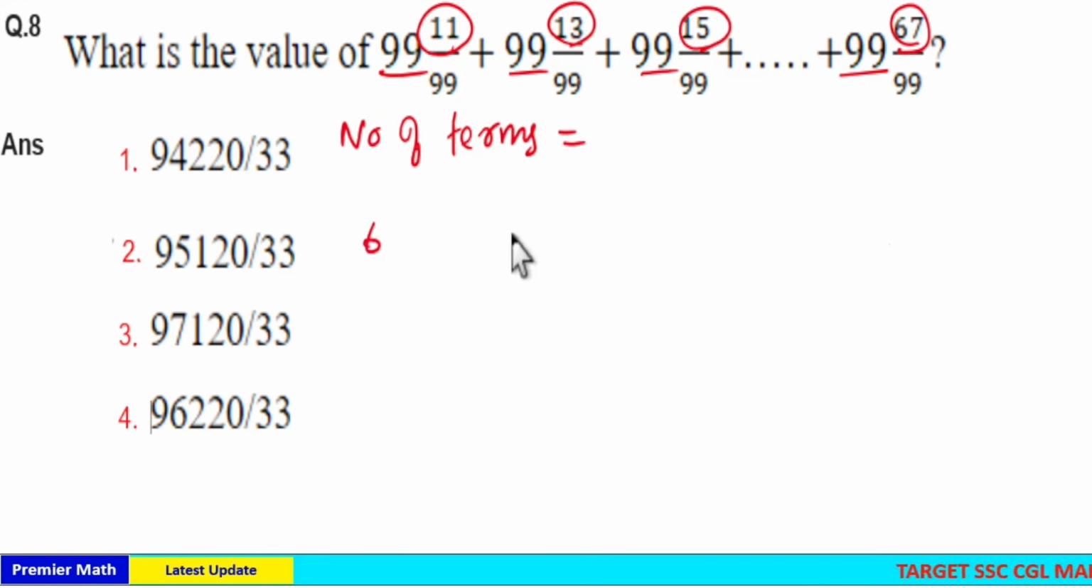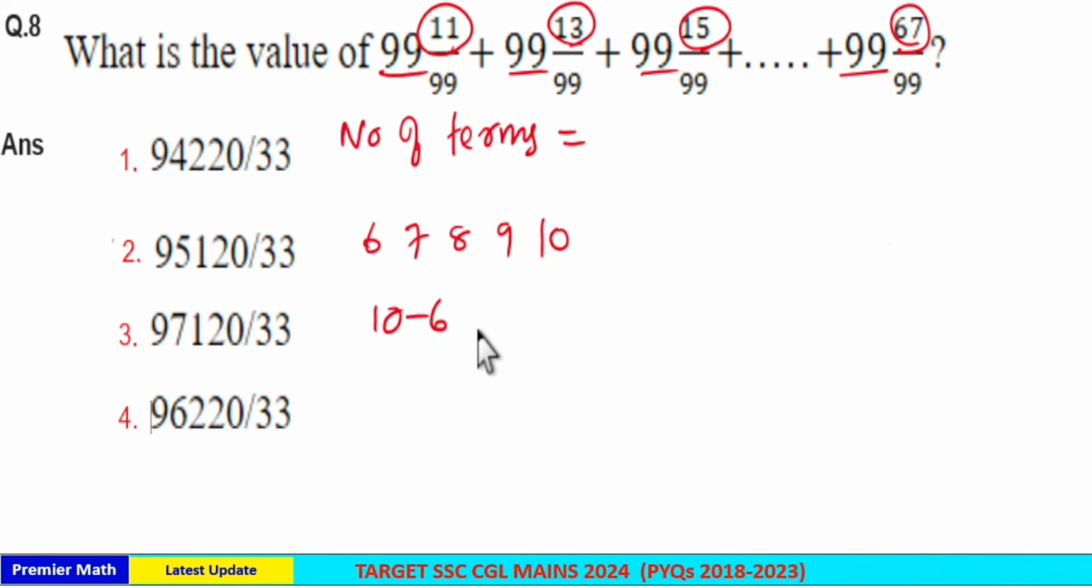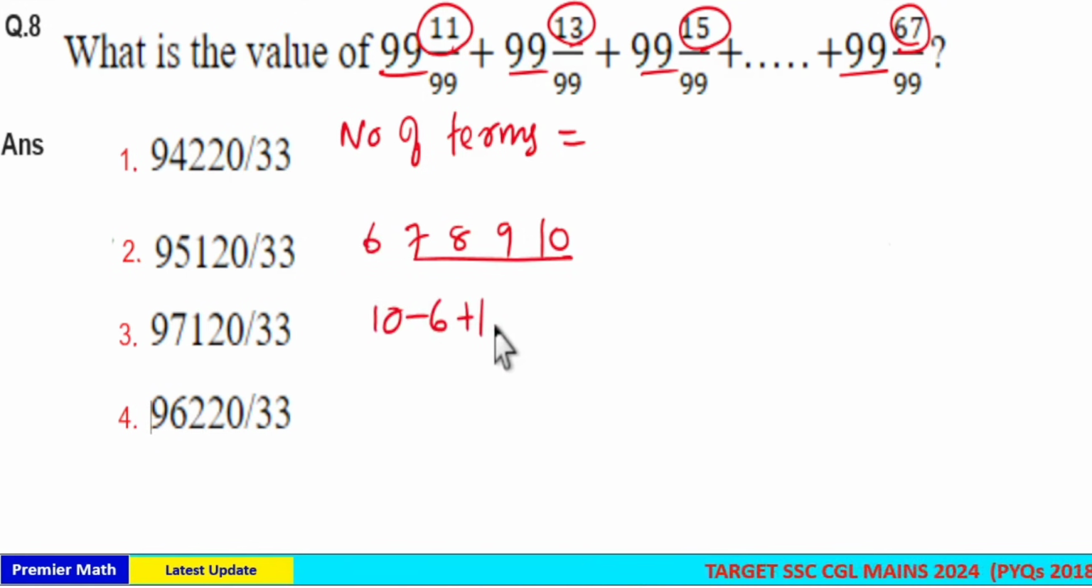If you are finding the number of terms from 6 to 10, in the case of natural numbers, 6, 7, 8, 9, 10, total 5 terms. So, last term minus first term, 10 minus 6, will give you 4 terms, which doesn't include the term 6. So, add 1 to it. Then you will get 5 terms. This is for natural numbers.